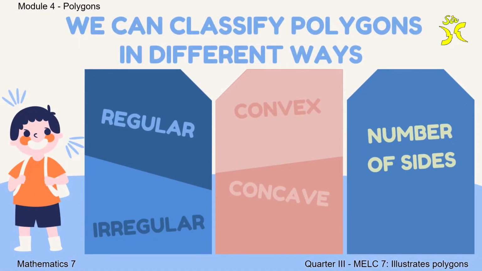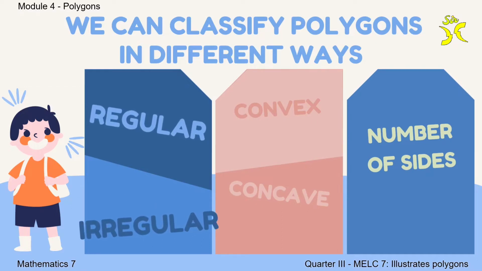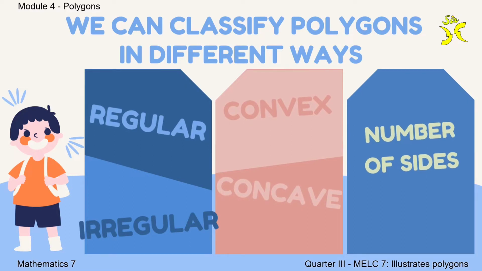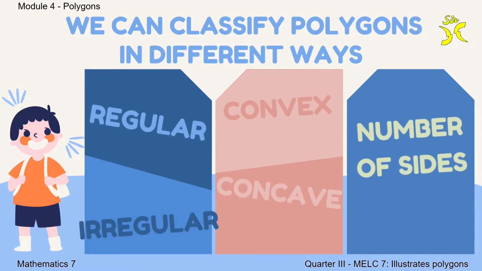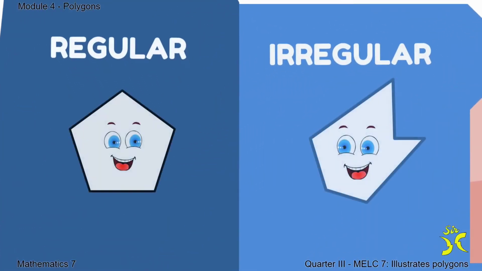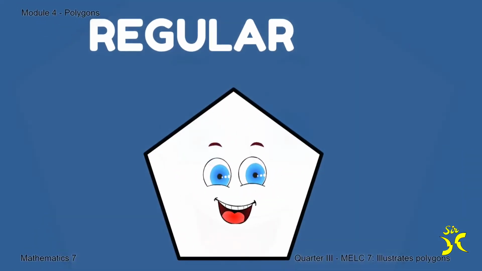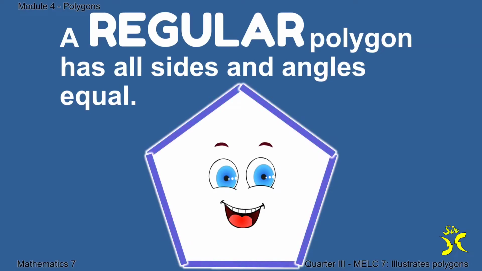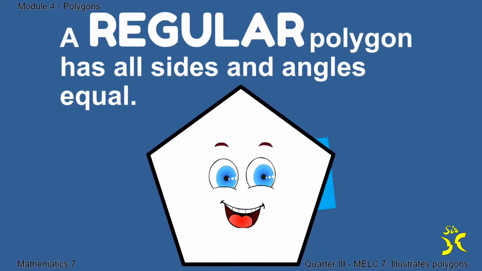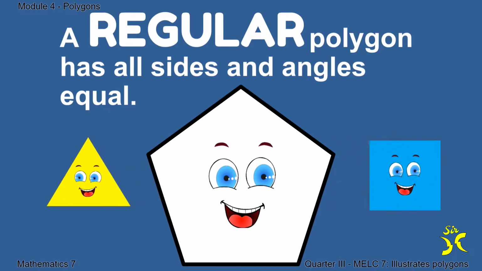We can classify them in different ways: regular or irregular, convex or concave, and depending on the number of their sides. The first classification we can make is if they are regular or irregular polygons. A regular polygon has all sides and angles equal. These two other polygons are regular. The sides and the angles are the same.